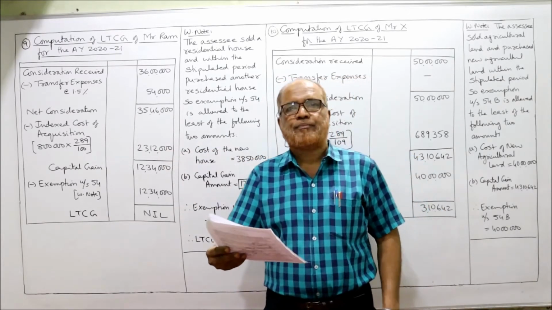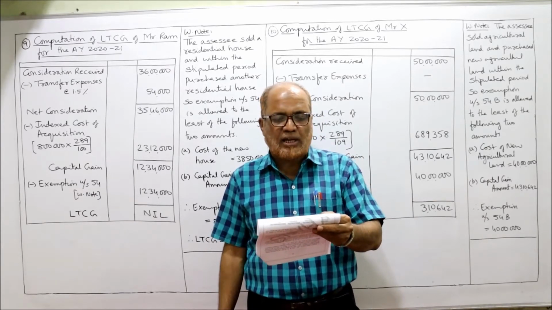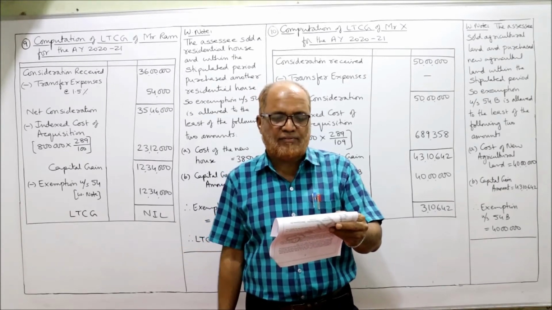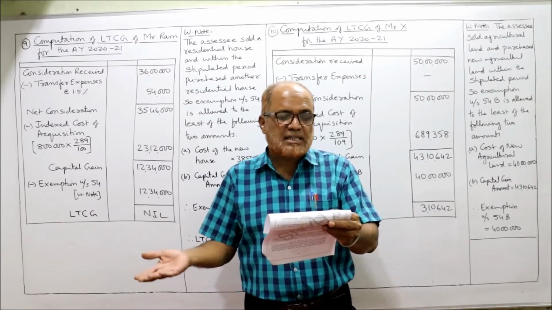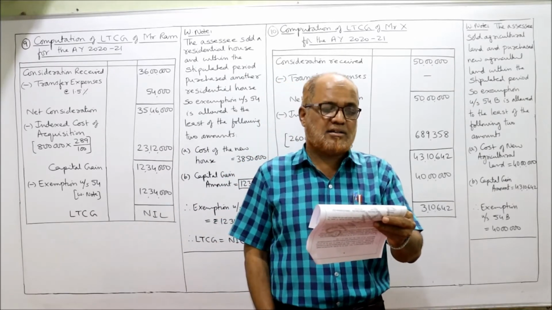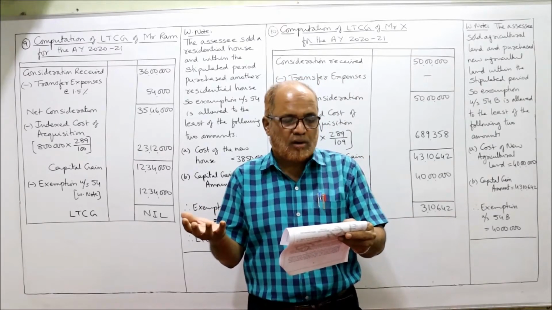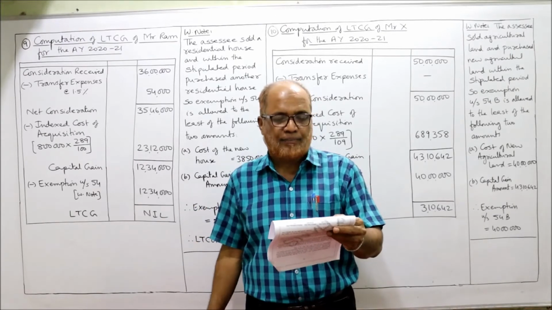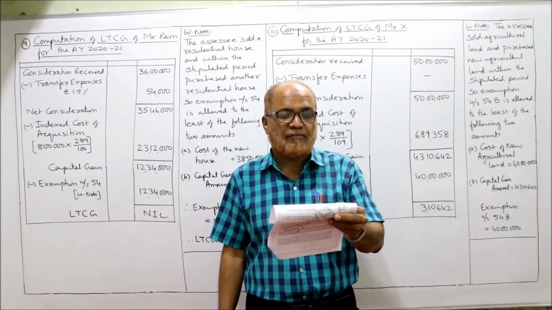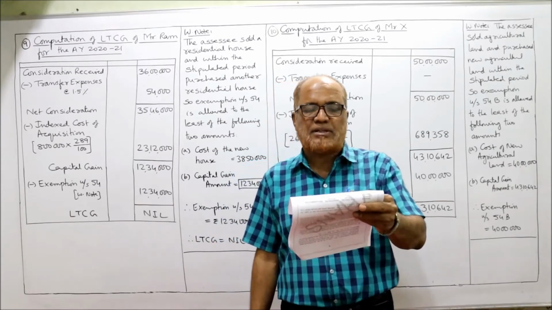Now, 9th problem. See the 9th problem. Mr. Ram sold a residential house in Mumbai for rupees 36 lakh. So this is the consideration received. The cost of acquisition 16 years ago was 8 lakh rupees. Cost inflation index 100. So it's a long-term capital gain because after keeping the house for 16 years, now he is selling. After 3 months, he purchased a flat for rupees 38 lakh 50,000. Selling expenses 1.5%. Calculate income from capital gain.